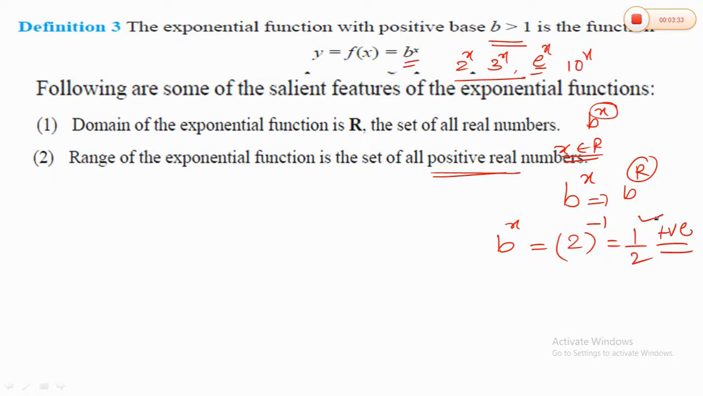Remember that the domain of the exponential function is R and the range is the set of positive real numbers. You only get positive real numbers. For any value, 2 raised to 2, or 2 raised to minus 4, which is nothing but 1 upon 16, it is also a positive number. Therefore the range is always a positive real number.